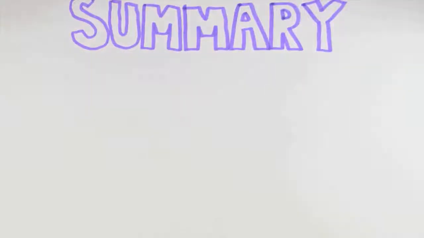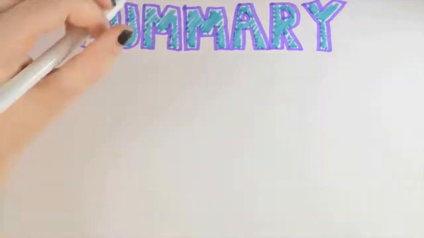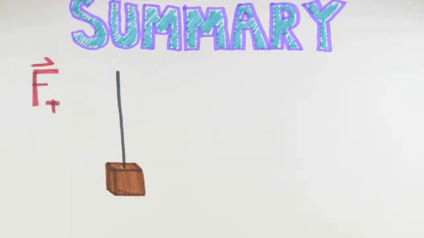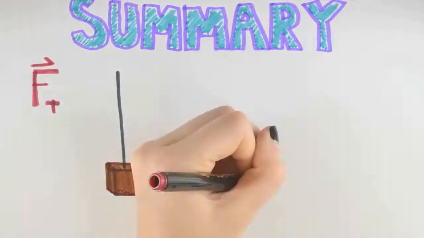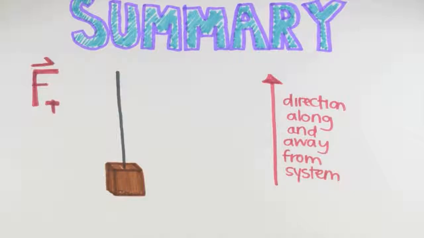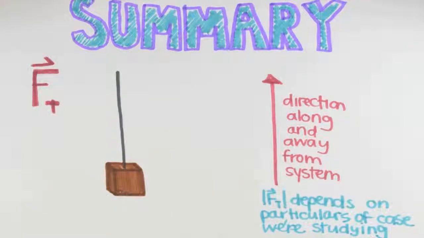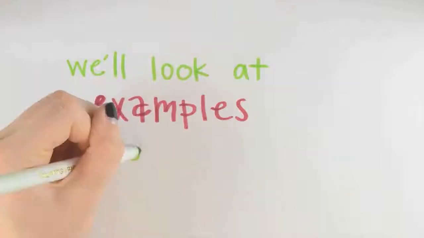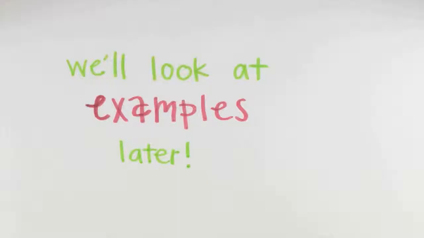So, in summary, in the model we'll use for the tension force exerted by wires and, as well, strings, ropes, and the like, the direction of the tension force is along the wire away from the system, and the magnitude of the tension force will depend on the particulars of the case we're studying. To practice this, we'll study some examples involving tension forces. We'll save that for a future lecture, which will be coming up soon.